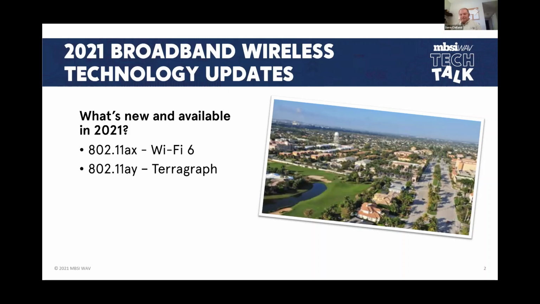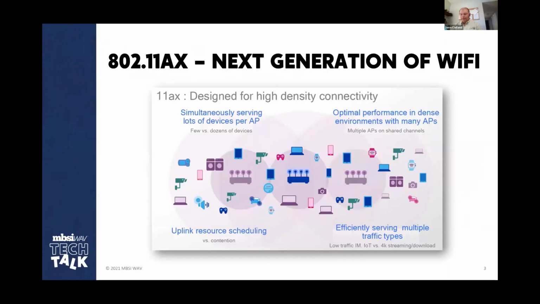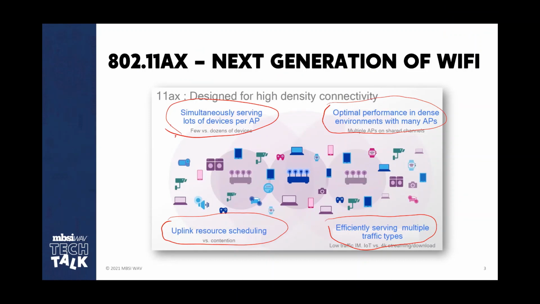But first, let's have a look at 802.11ax and a little bit of a Wi-Fi review in general. What is it and why do we have it? Let's just go back and review this then. So 802.11ax is designed around four principles. It's designed to improve compared to 802.11ac and any of the Wi-Fi protocols that have come before this.